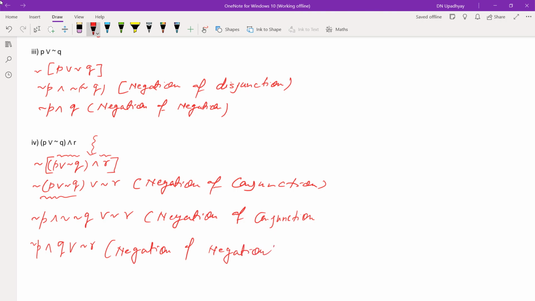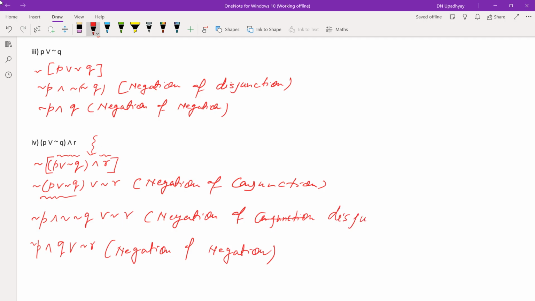So this is negation of negation. Okay. Any doubt? I think it is clear. Yes, I think here we have written conjunction. There should be disjunction. Yes, it should be disjunction.